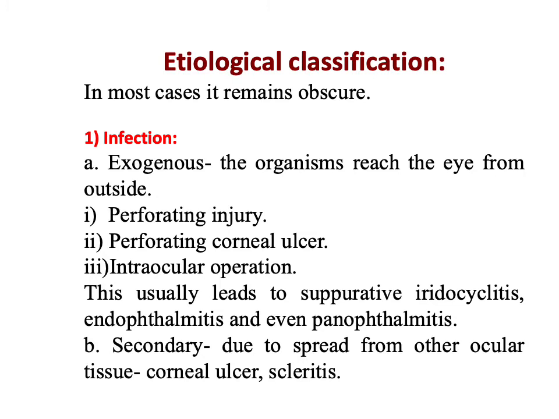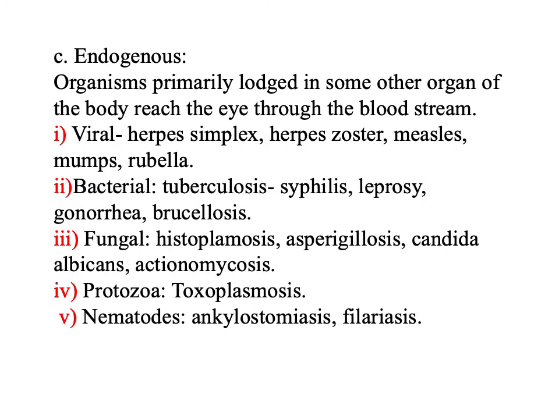The infection may be secondary due to spread from other ocular tissue like corneal ulcer or scleritis. The infection may also be from an endogenous source. Organisms primarily lodged in some other organ of the body reach the eye through the bloodstream. The infection may be viral, bacterial, fungal, protozoal, or due to nematodes.